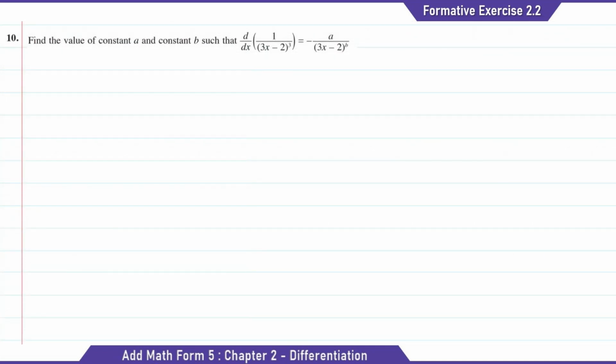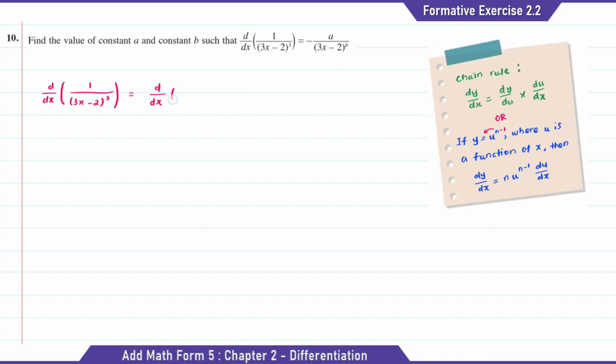Question number 10. Find the value of constant a and constant b such that differentiating 1 over (3x minus 2) cubed is equal to negative a over (3x minus 2) to the power of b. First, we're going to differentiate this and then compare the answer.